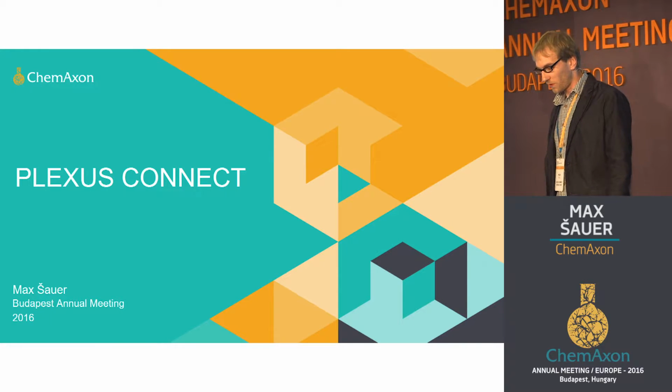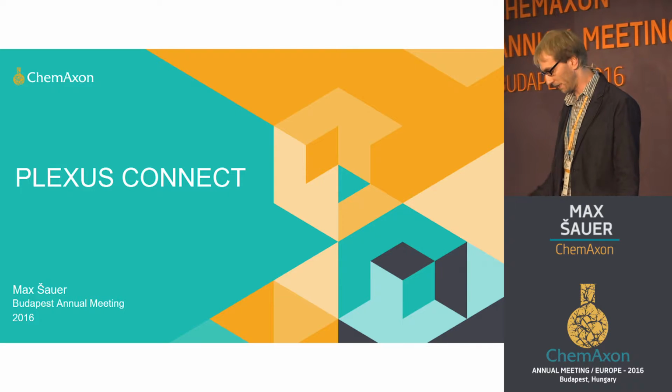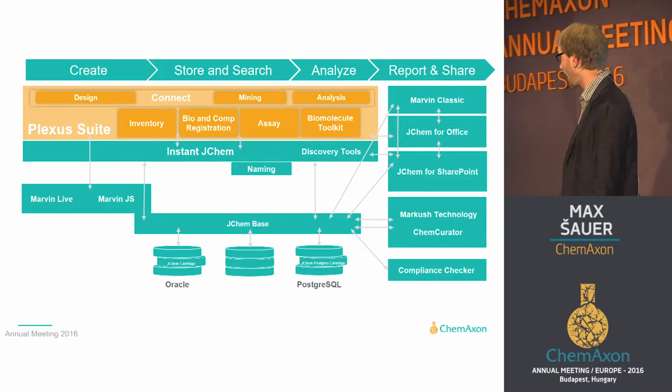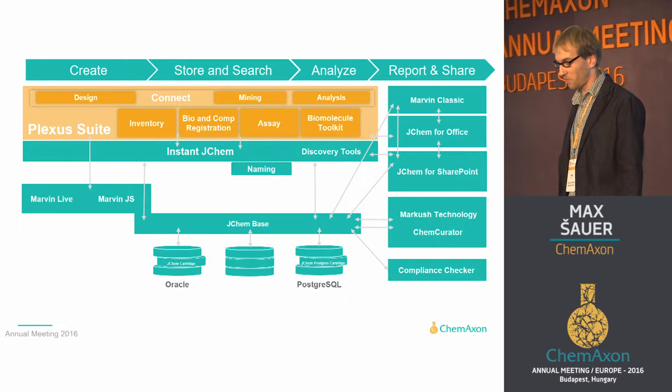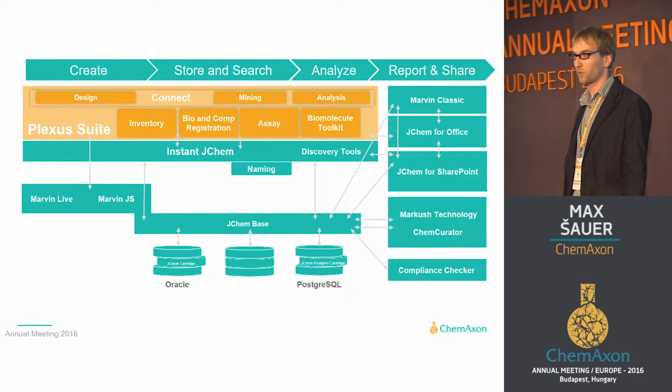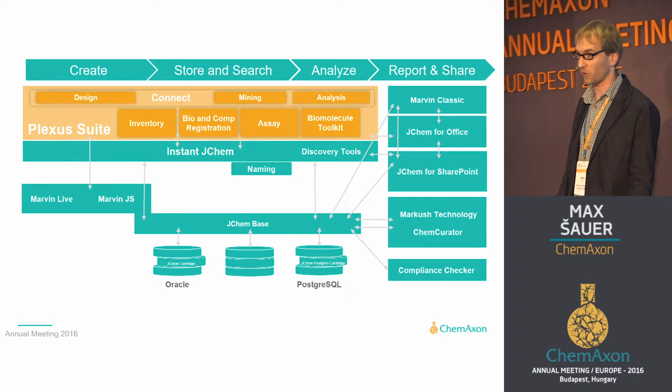I would like to move over from Instant JChem, which is also a platform, by the way, to Plexus Connect. This is the central backbone of Plexus Suite, and it embraces other tools of ours, like the inventory, bio-registration, and compound registration, and our future tools like assay inventory. All those are brought together by Connect.